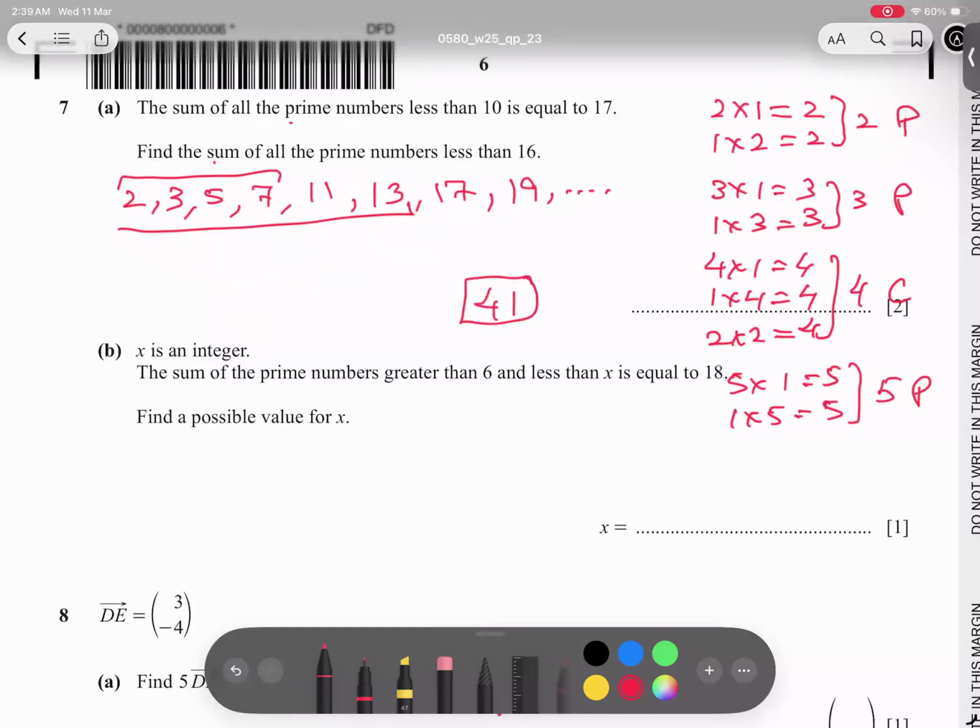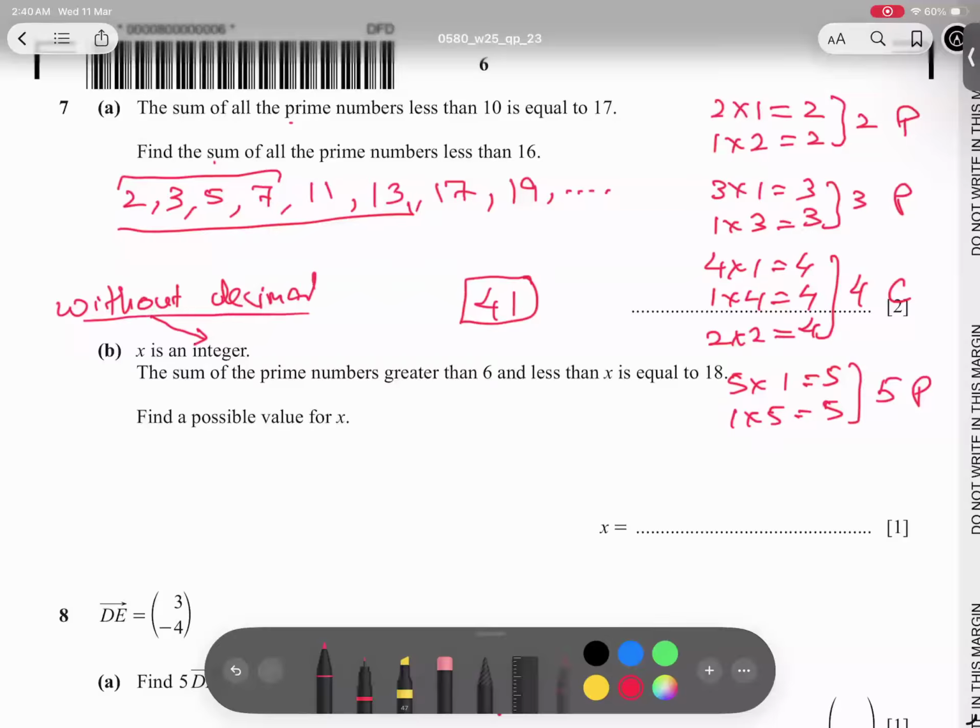Let's talk about the next part. X is an integer. Integer means a whole number, for example 3, 4, 5, not 5.5 or 6.6. Those are not integers. Integers mean without decimal.